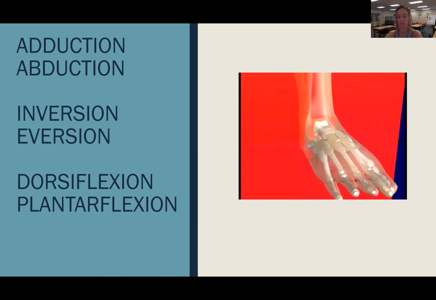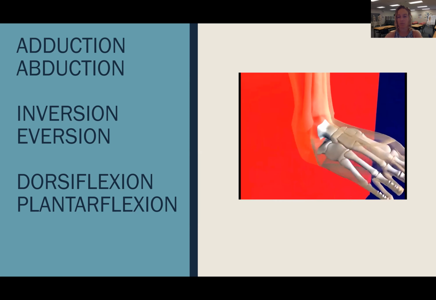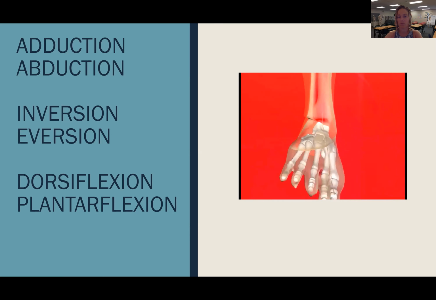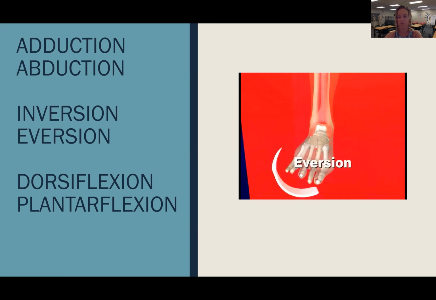The frontal or coronal plane divides the foot into anterior and posterior portions. Inversion and eversion are the motions that occur parallel in this plane. Inversion is when the plantar surface of the foot rotates toward the midline of the body, and eversion is when the plantar surface of the foot rotates away from the midline of the body.